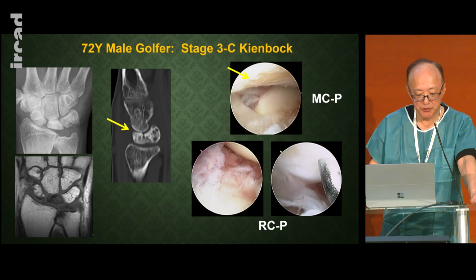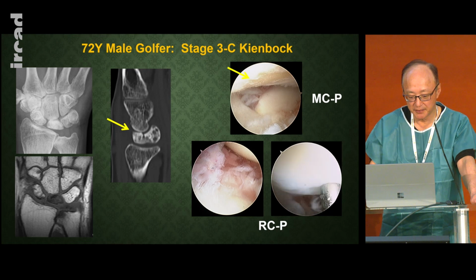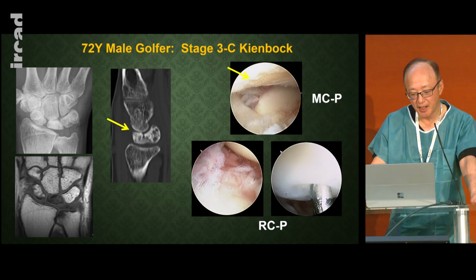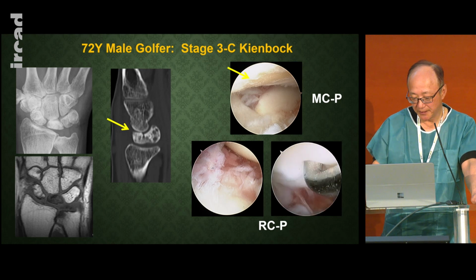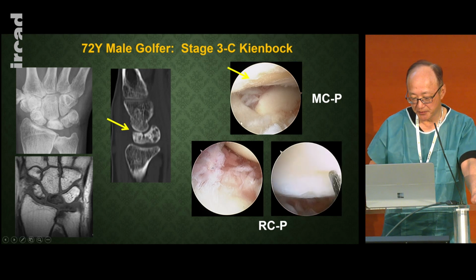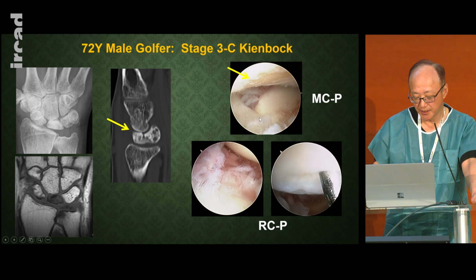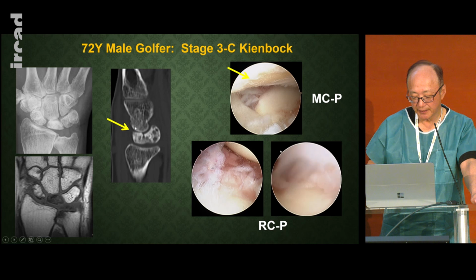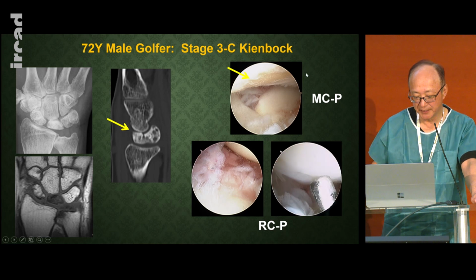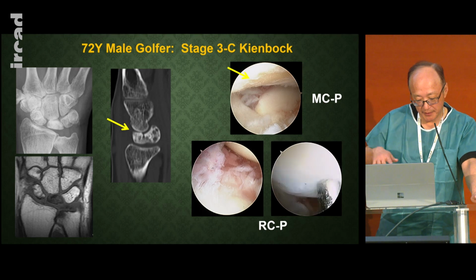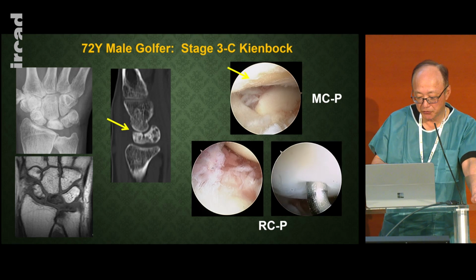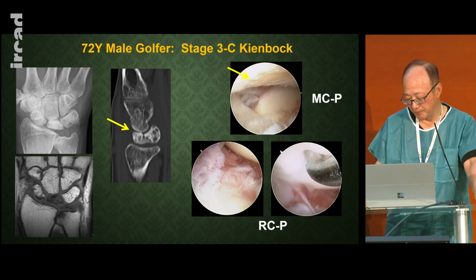This is a 72-year-old male golfer. He's an old guy, but every week he plays golf and enjoys it. We observed the status of the cartilage. The incongruity here is at the midcarpal joint, and the cartilage was gone at the proximal side of the capitate. In the radiocarpal joint, softening was observed, but it was rather healthy.